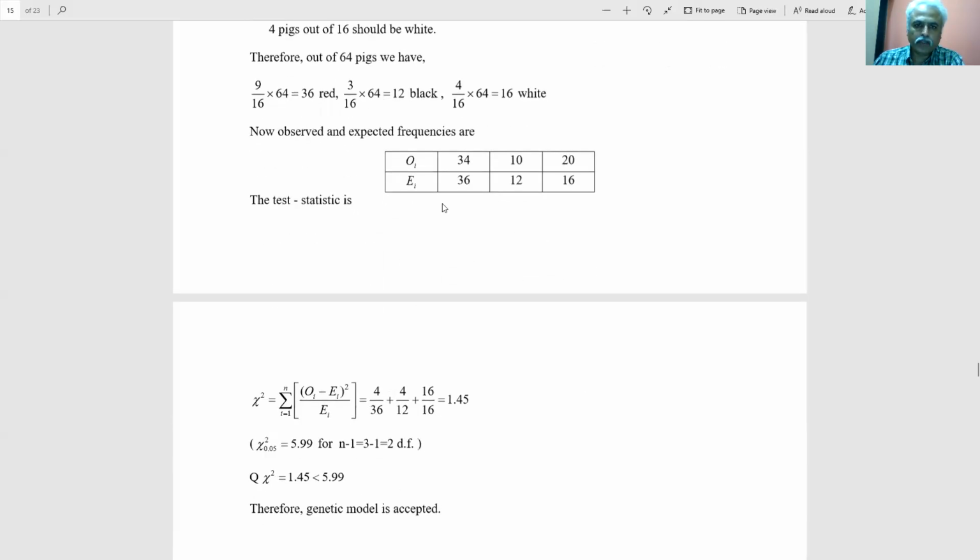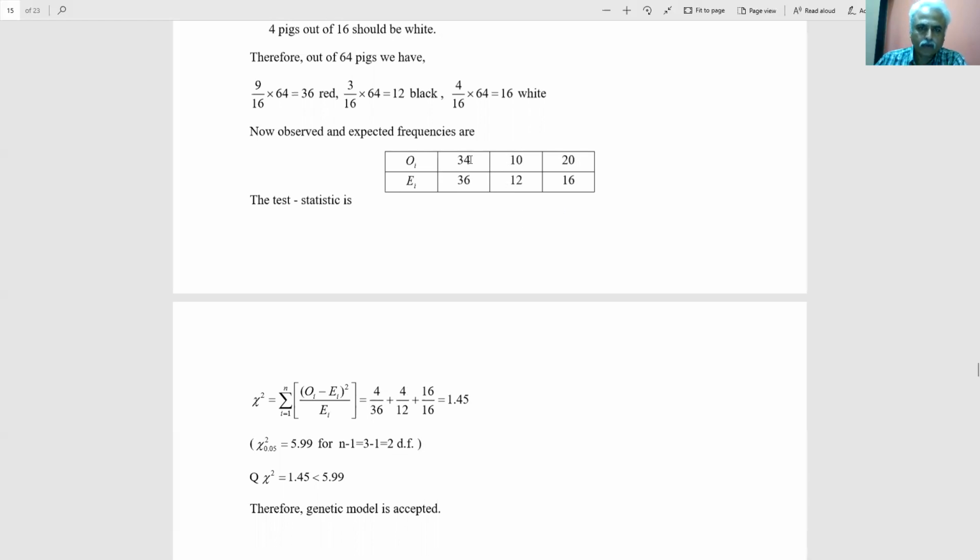OI minus EI means difference of these two, 34 minus 36 squared. 34 minus 36 is minus 2, whole square is plus 4. 10 minus 12, whole square, minus 2 square is plus 4. 20 minus 16 is 4, 4 square is 16. For each of them, divide by corresponding EIs. 4 by the first one, 36. 4 by 12. 16 by 16.